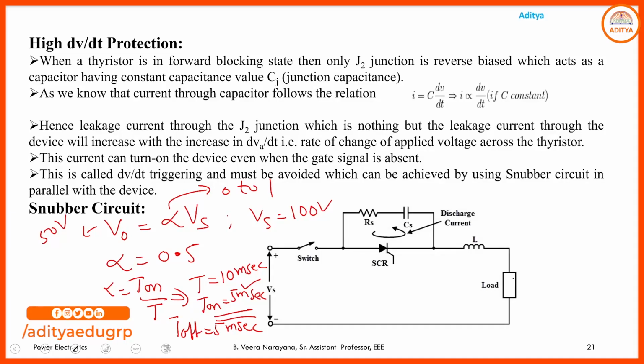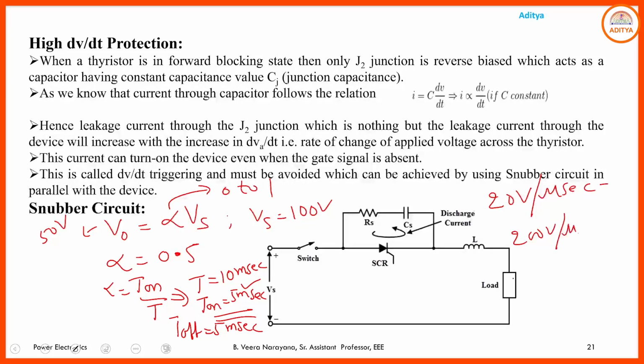That is nothing but unwanted conduction that takes place if the rate of change of voltage across the SCR is greater than its dV by dt rating. That dV by dt rating is given by the manufacturer. That value varies from 20 volts per microsecond to 200 volts per microsecond, depending upon the rating. For example, 20 volts for lower ratings, and for higher rating SCRs, it may be 200 volts.